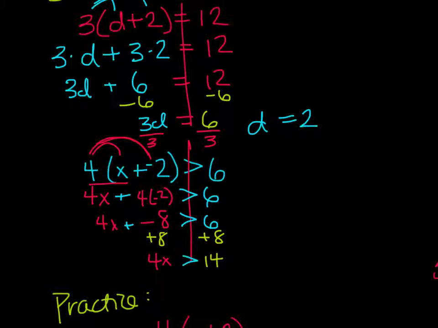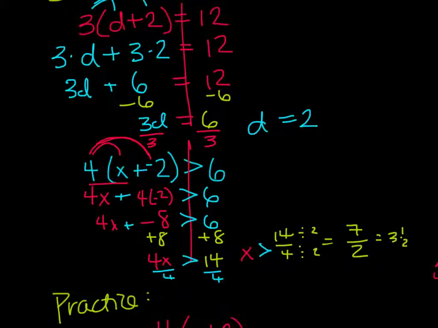We're then going to divide by 4 on both sides. So we essentially have x is greater than 14/4. We can simplify that. We can divide by 2 on the top and the bottom, so we end up with 7/2. X is greater than 7/2. So any number greater than 7/2 or 3.5 will work for this problem.